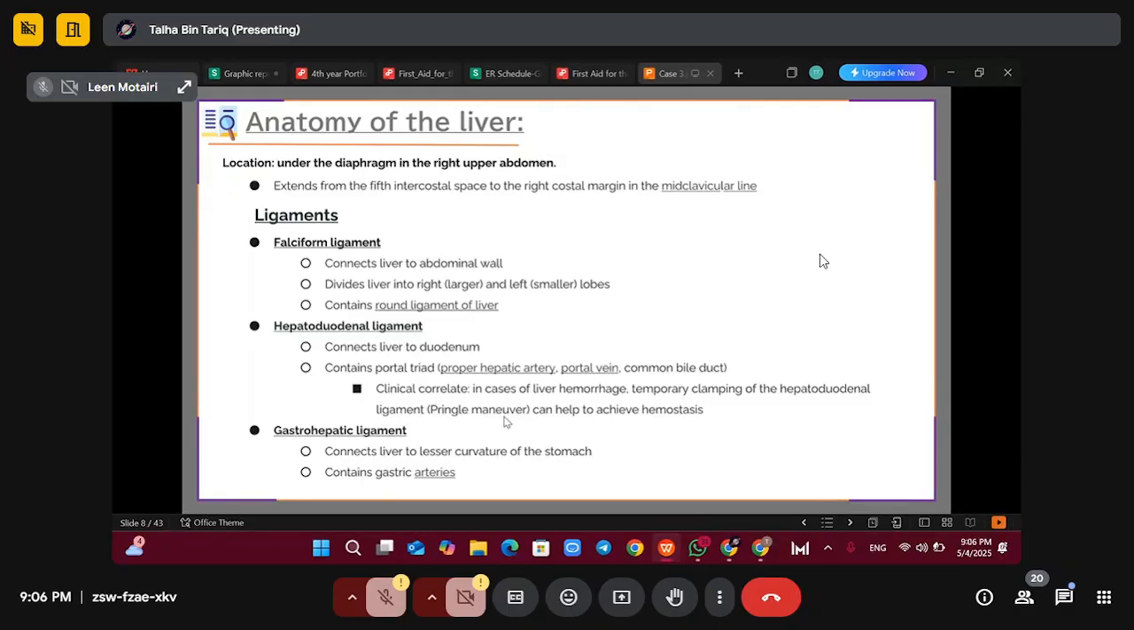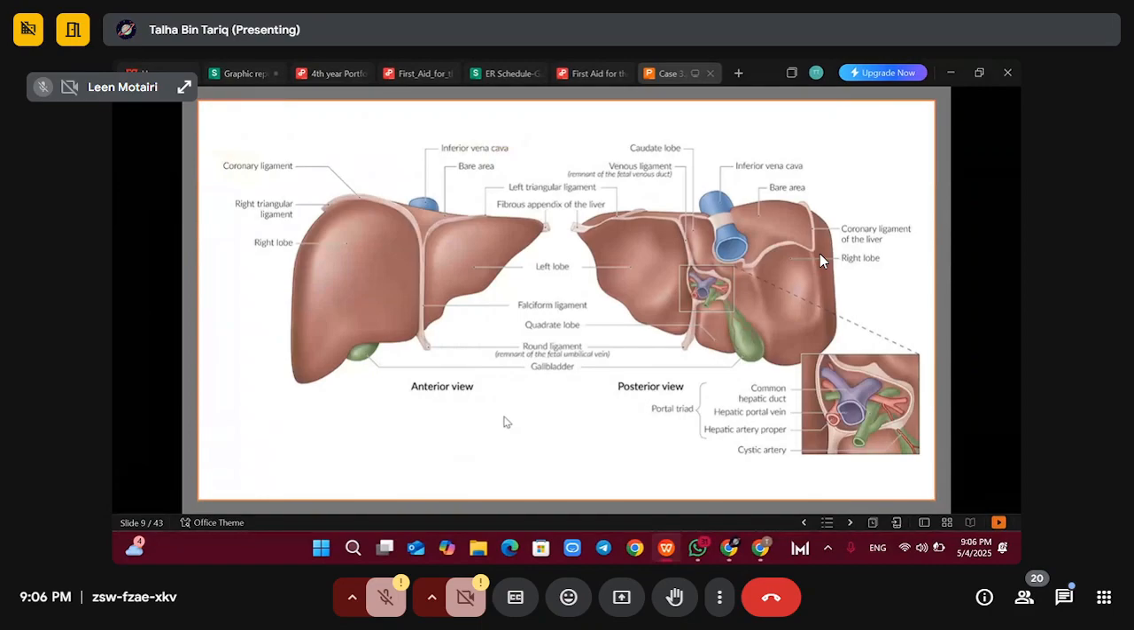Then we have the gastrohepatic ligament. It is basically connecting the liver to the lesser curvature of the stomach, and it contains the gastric arteries. So this was about the ligaments.